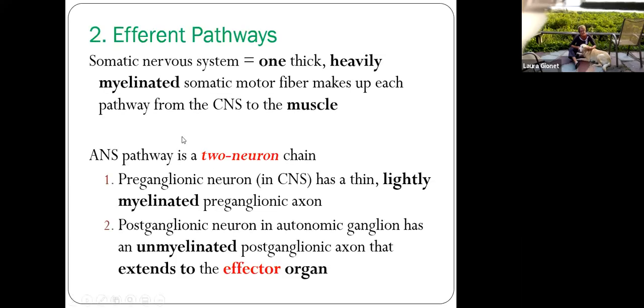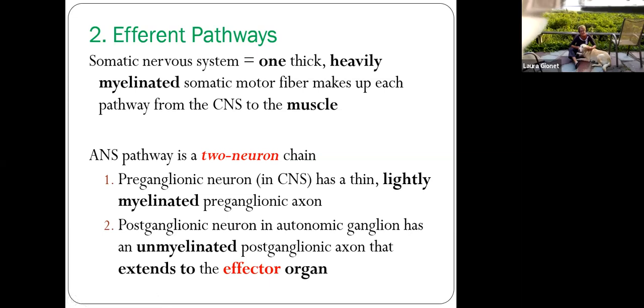The pathway, well, the somatic division is a one neuron, very thick, large diameter, highly myelinated motor neuron to skeletal muscle. The autonomic nervous system is a two neuron chain. The first neuron is referred to as the preganglionic neuron. Sometimes I'll just refer to it as neuron 1, that is lightly myelinated. And then you have the second neuron, the postganglionic neuron, or maybe neuron 2, in the autonomic ganglion that has an unmyelinated postganglionic axon that extends to the effector.